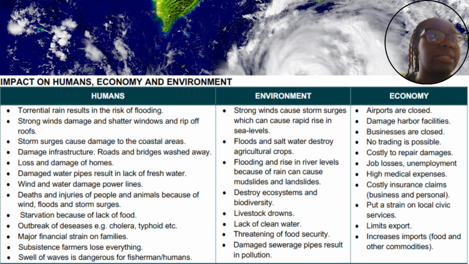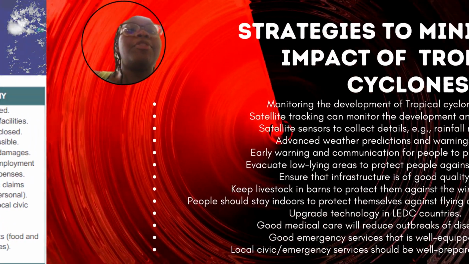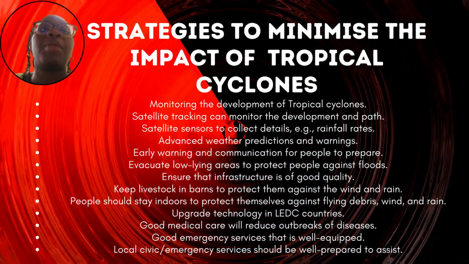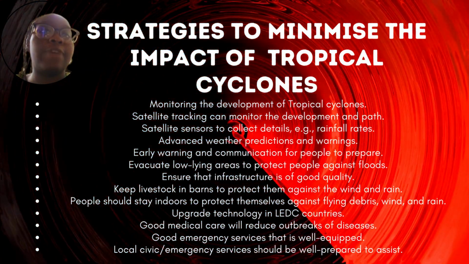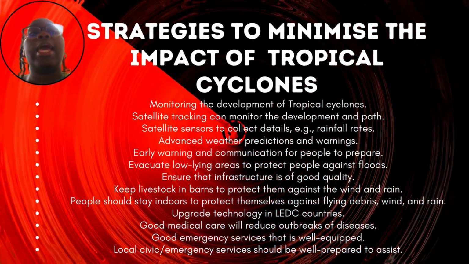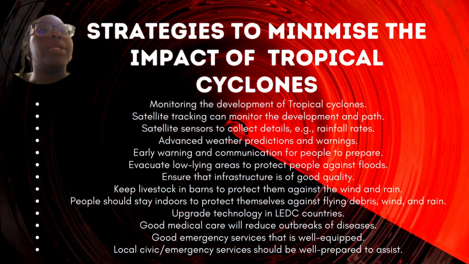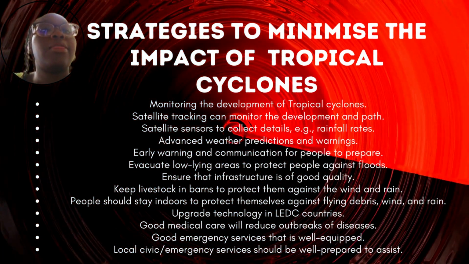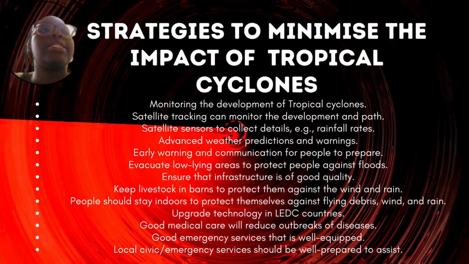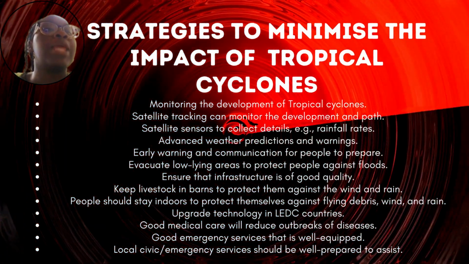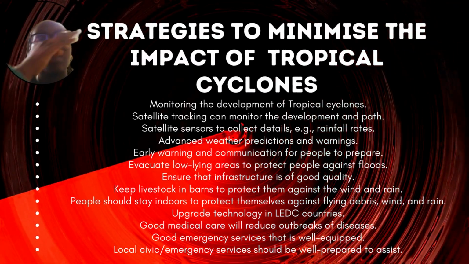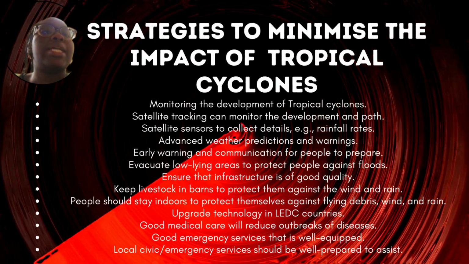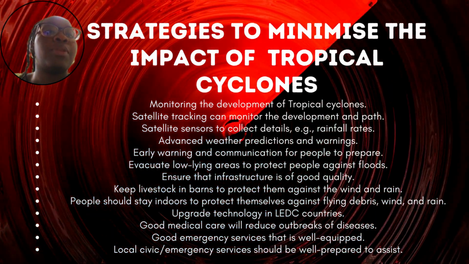So what do we do about this? What are some of the strategies that we can use to minimize the impacts of tropical cyclones? Firstly, we have to monitor the development, especially in the initial phase, to ensure that we put the following into place. We would have satellite tracking, which can monitor the development and path, satellite sensors to collect details such as rainfall rates, advanced weather predictions and warnings, communicate those warnings to people to prepare, and evacuate low-lying areas to protect people against floods.